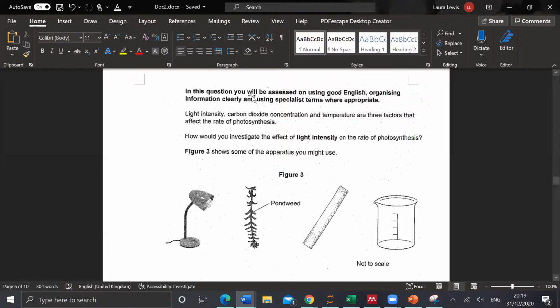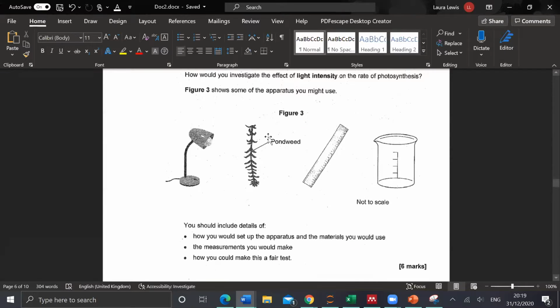So light intensity. Sorry, I'll read this quickly. You're using good English, organising information clearly, as all 6-mark answers say, and using specialist terms where appropriate. Light intensity, carbon dioxide concentration, and temperature are all factors that affect the rate of photosynthesis. How would you investigate the effect of light intensity? So this is one of the factors, isn't it? It's light intensity on the rate of photosynthesis. Figure 3 shows some of the apparatus you might use.